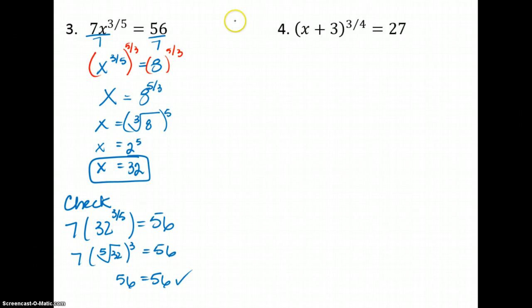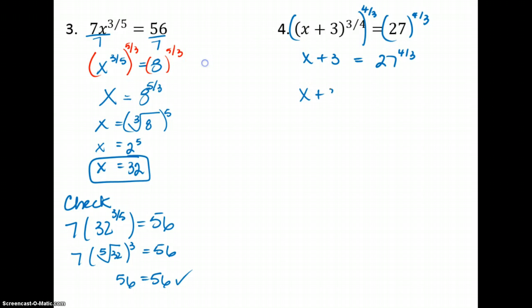Again, another rational exponent. Notice the difference between 3 and 4. In 3, we had to start by dividing both sides by 7. We can't do this here because of the parentheses. Both of these terms are raised to the 3/4 power. So on this one, we start by raising both sides to the reciprocal power, which would be 4/3. So 3/4 times 4/3 is 1. Leaves me with x plus 3 equals 27 to the 4/3.